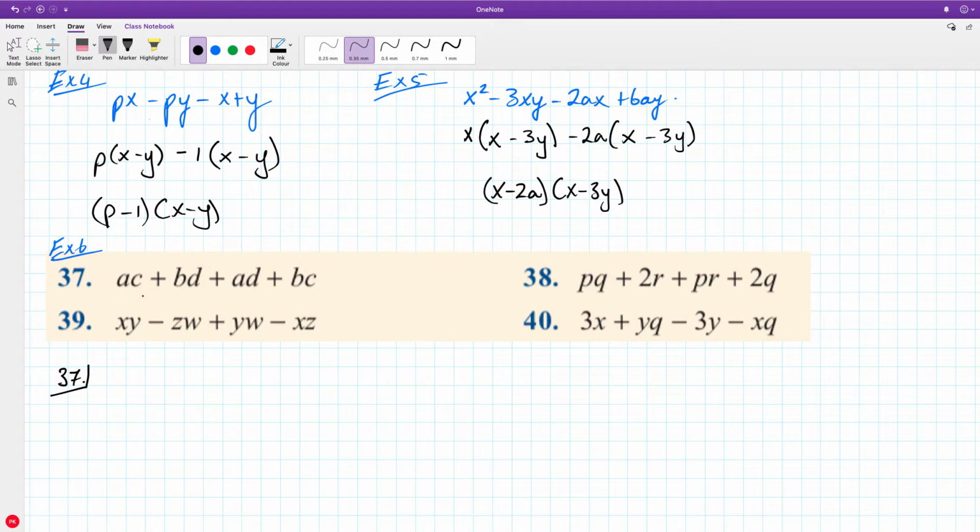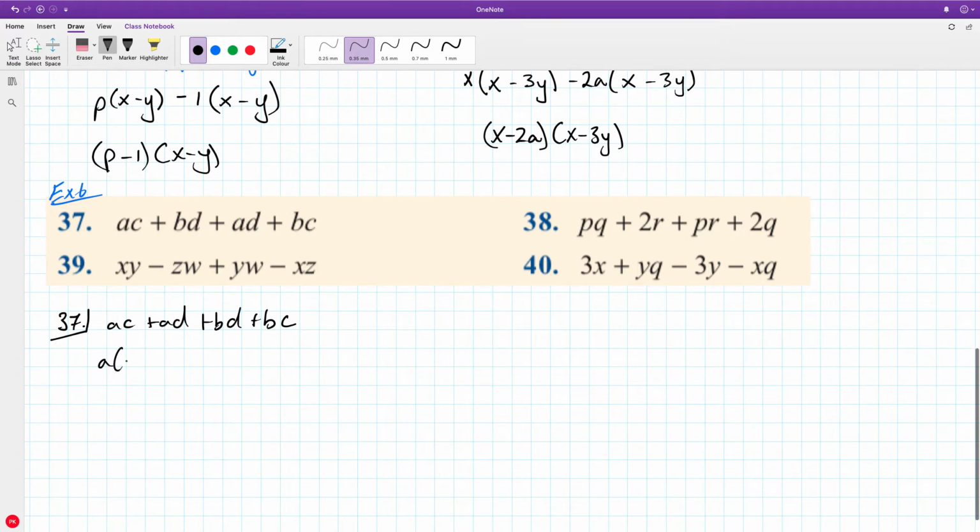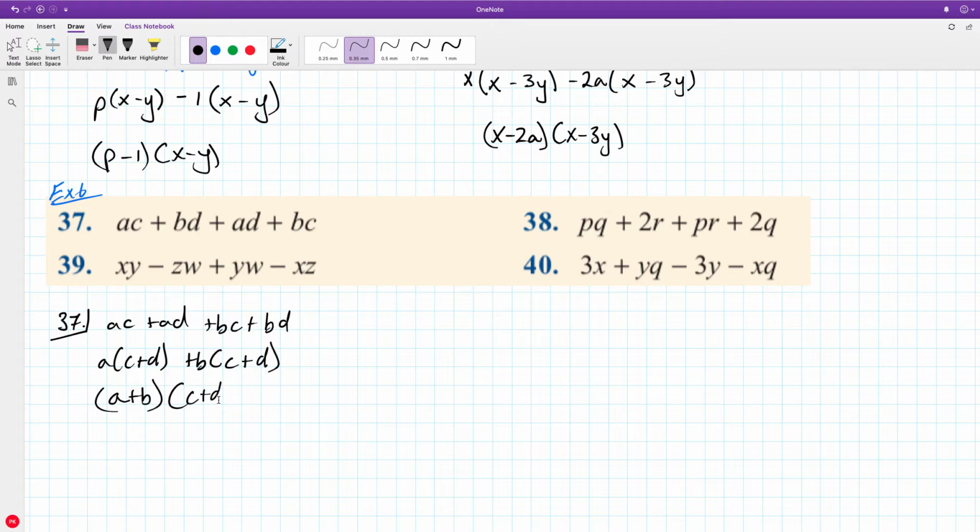Is that alright? So first things first, I'm going to pair AC plus AD plus BD and plus BC. So I'm going to take out a common A and left with C plus D, and then take out a common B. I'm going to rearrange them actually. BC plus BD, C plus D, and then you're left with A plus B and C plus D. I'm sure that's probably the way the 2E did it.